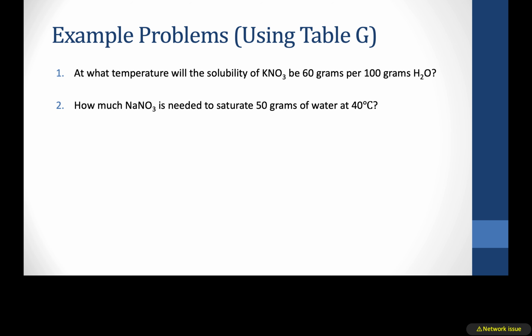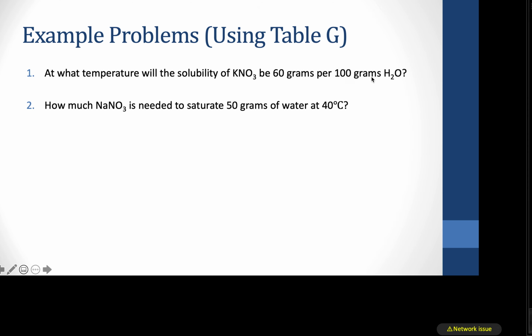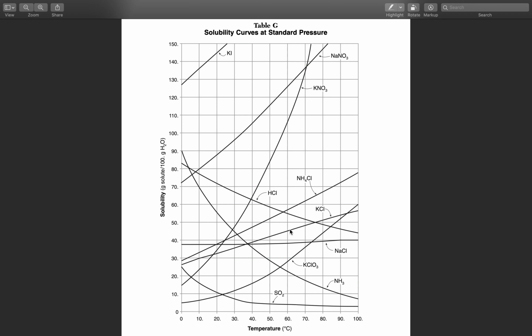Okay, so at what temperature will the solubility of KNO3, that's potassium nitrate, be 60 grams per 100 grams of water? So right when you read these questions, what am I looking for? At what temperature? I'm looking for temperature, okay? So 60 grams of KNO3 in 100 grams of water. So if I go to table G, I've got to find the right substance. There's KNO3. So here's the KNO3 curve, and it said 60 grams. Oh, this is temperature. Got to be careful, right? Look at your axes. 60 grams, here we go.